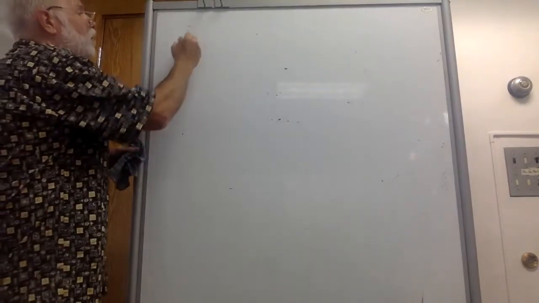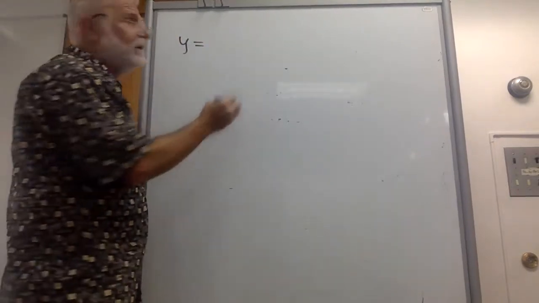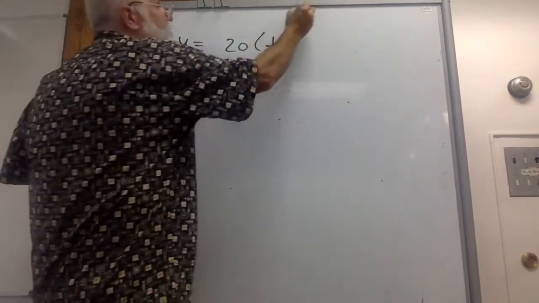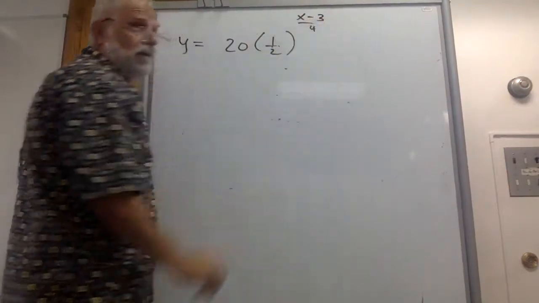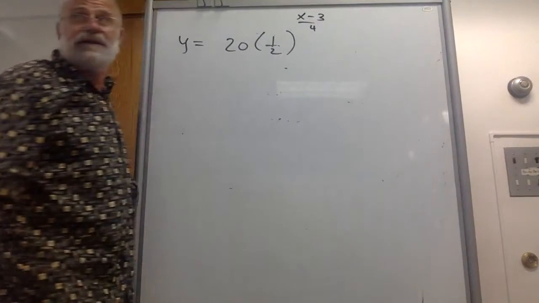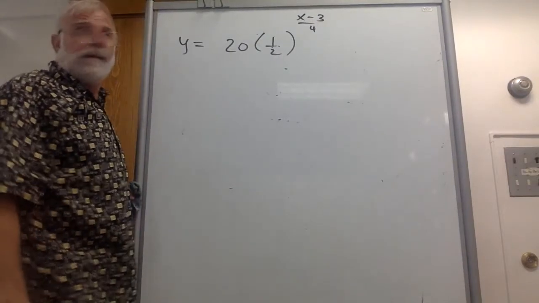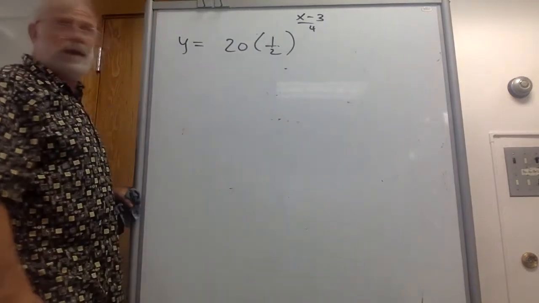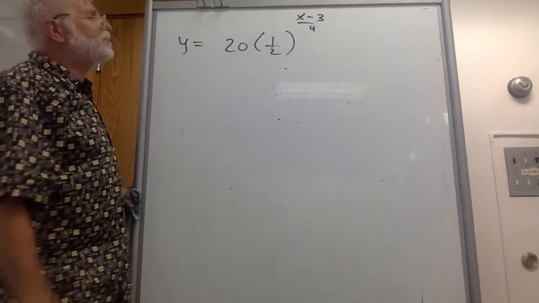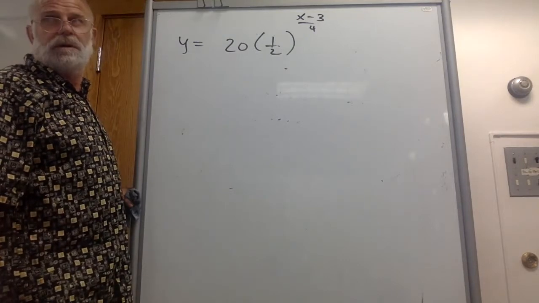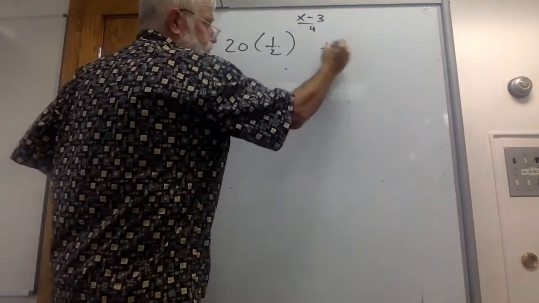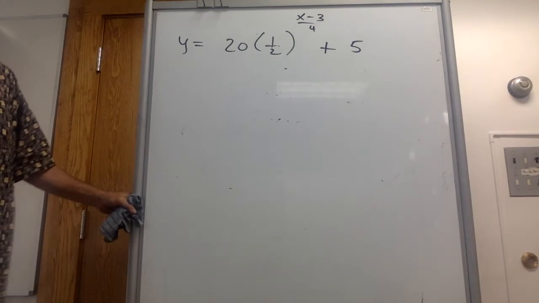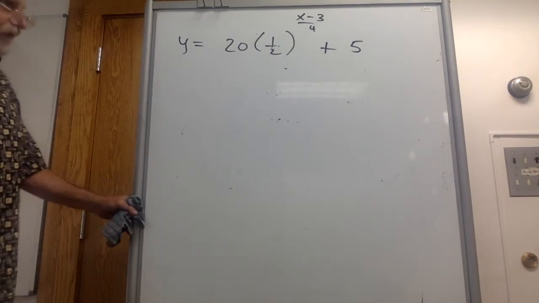Let's look at y equals 20 times (1/2) to the power (x minus 3) over 4, plus, it says 7 over there. I'm going to change that number right now. I don't want any numbers to duplicate here. Let's change it to 5. Okay, so if you want to try that again, or just watch at this stage and see if you would have done it the same way, that's fine.